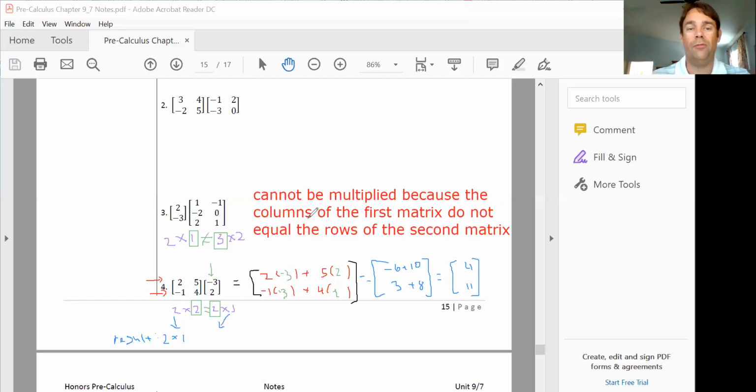All right. Well, friends, that was addition, subtraction, matrices, scalar multiplication, matrix operations, so arithmetic operations, and then we finished up with a little bit of matrix multiplication.